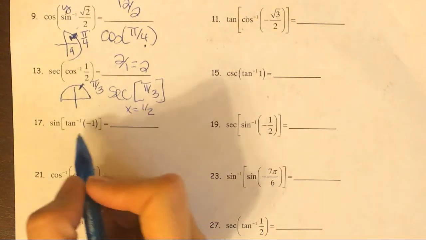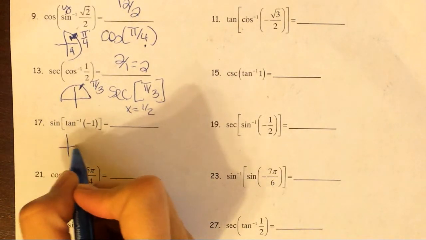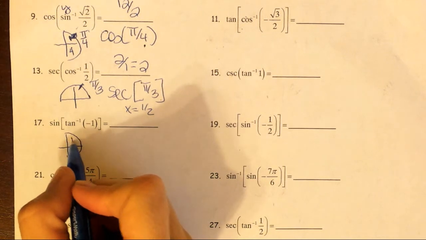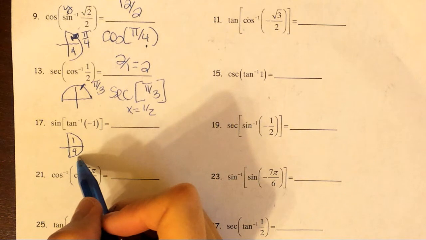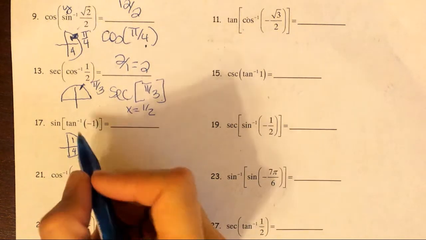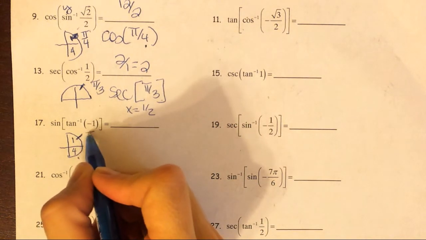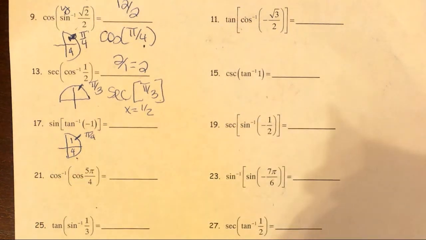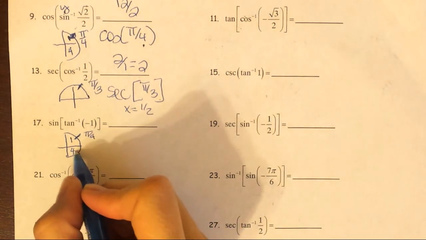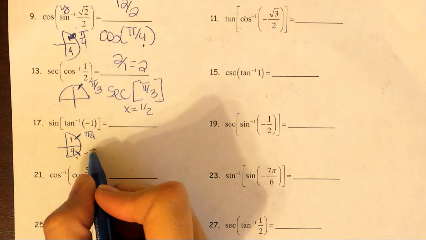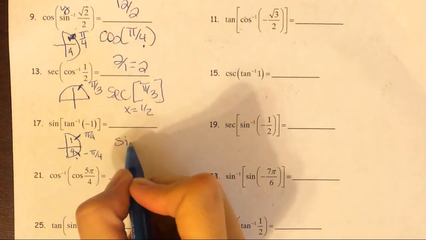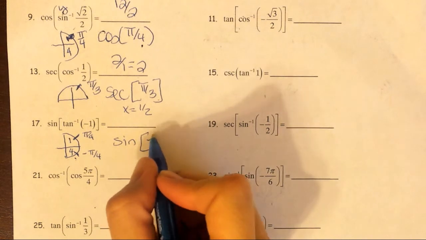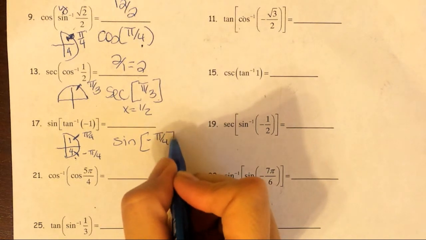Number 17, tangent inverse. So I'm looking in quadrants 1 and 4. And they want to know where in 1 and 4 does tangent equal -1. Well, tangent equals +1 at pi over 4, so it would make sense that it equals -1 at negative pi over 4. So my answer to the inside is negative pi over 4.